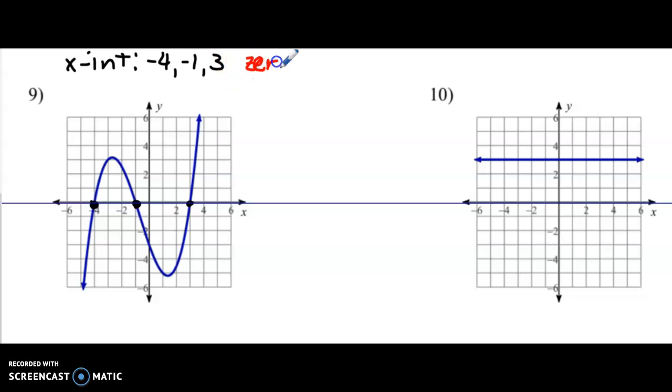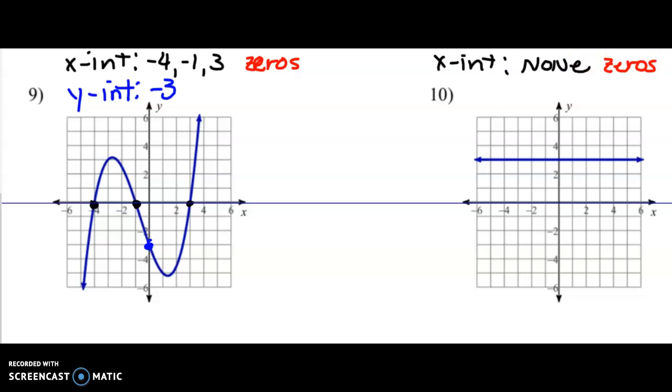You can also remember that zeros, x-intercepts, and roots all mean the same thing. So sometimes they may not ask you for the zeros, they may ask you for the roots. That's asking you for the same exact thing. Y-intercept for this one crosses the y-axis at -3. Number 10, x-intercept, there are none, it doesn't cross the x-axis at all, and it has no zeros, it has no roots. Y-intercept crosses the y-axis at +3.